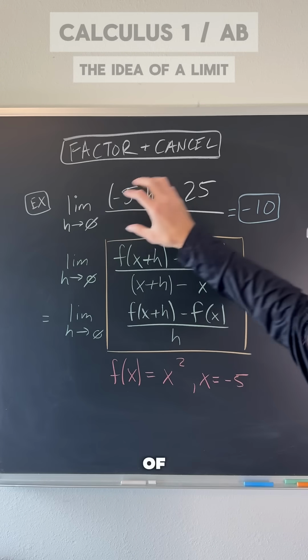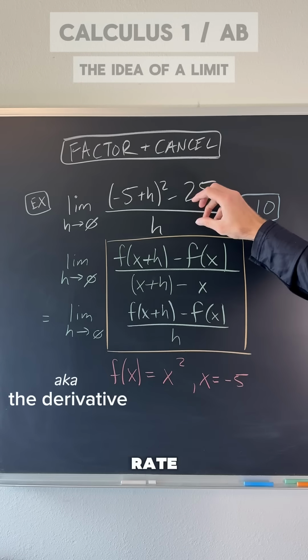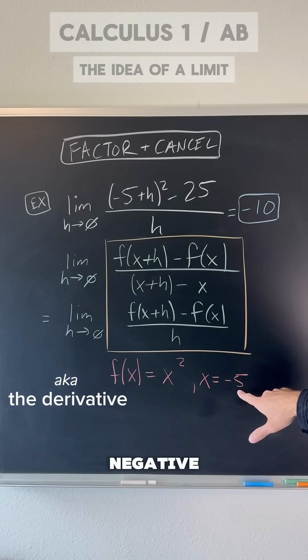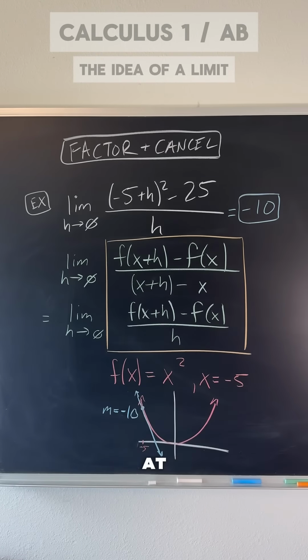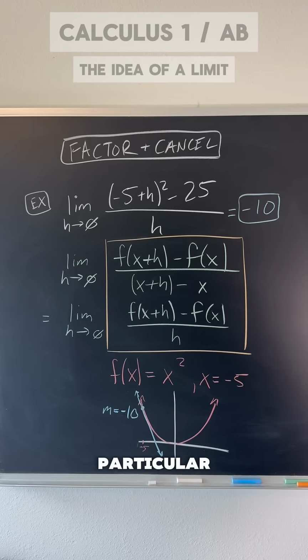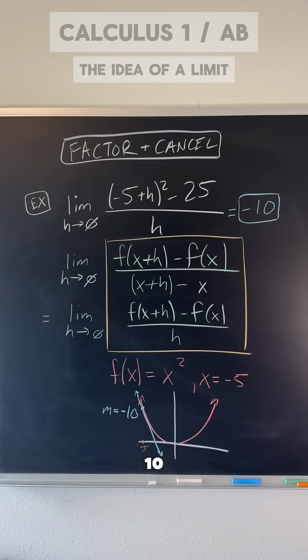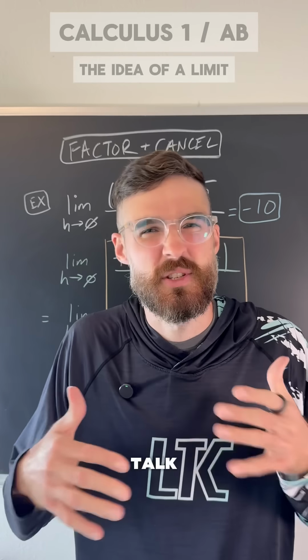By taking the limit of our difference quotient as h approached 0, we were actually able to find the instantaneous rate of change, or the slope, at x equals negative 5. Graphically, that means looking at our function, we would go to the point x equals negative 5, and at that particular point, we could find a tangent line here that has a slope of negative 10. So that's what we mean when we talk about the difference quotient.